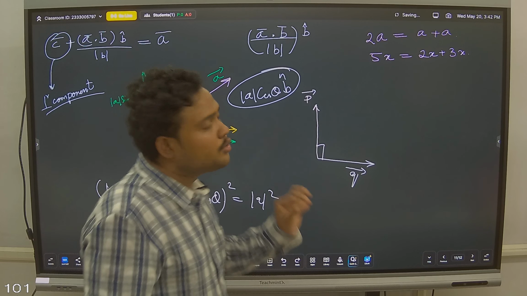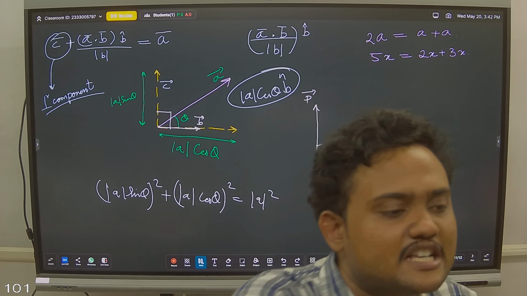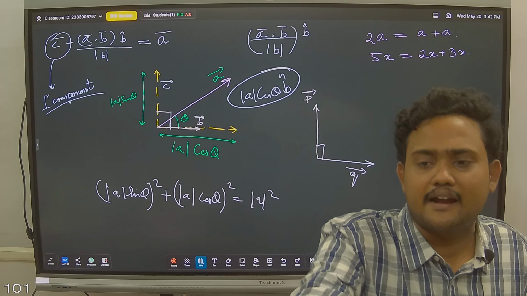The way you can write an expression, for example, something like 5x plus x square, you can write it as 2x plus 3x plus x square, right? Like that, you can split a vector. Stop talking, clown.